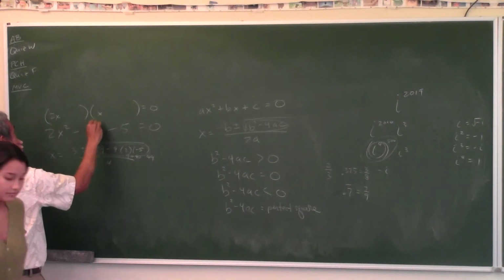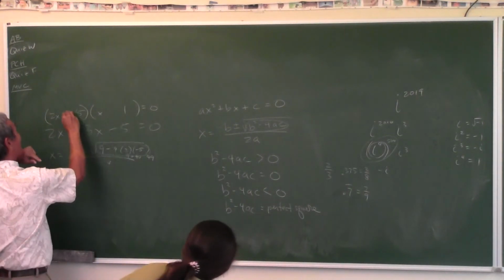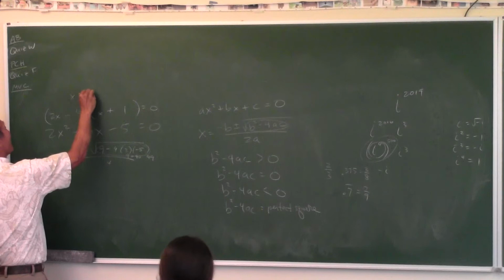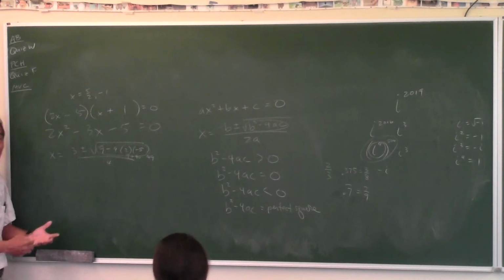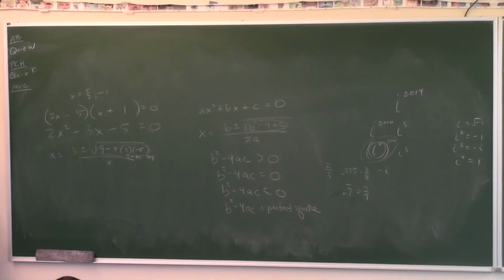2x, x. Oh, I get it. Now 5 and 1, minus plus. The answers are 5/2 and -1. No need to use the quadratic formula. This is the part I like, the quadratic formula, because I don't like factoring.